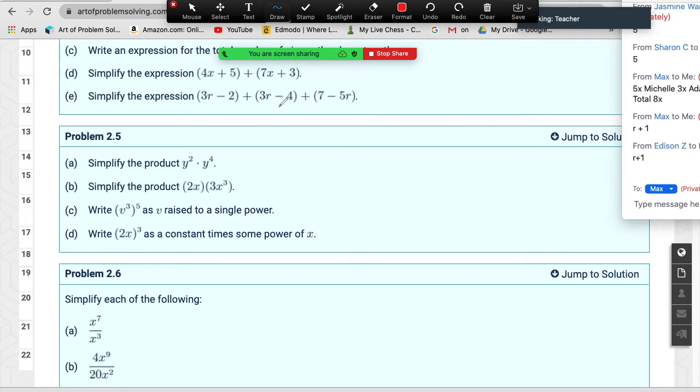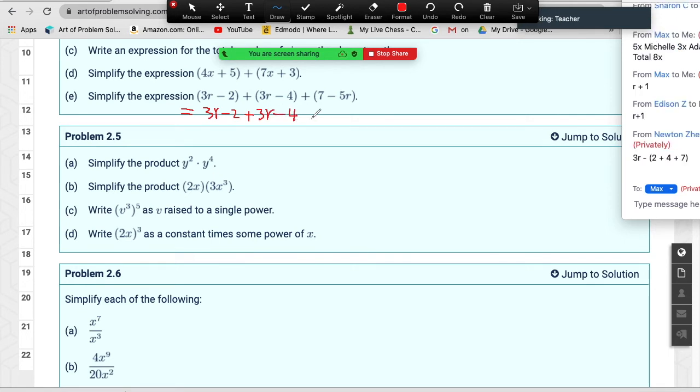First, you need to open the parentheses because we don't see a negative sign outside the parentheses. So that means just drop the parentheses sign without changing other things. Just drop the parentheses sign. You don't need that here. 7 minus 5r. Newton, you also need your result. You need to double check.